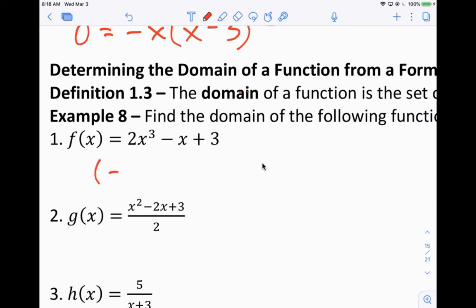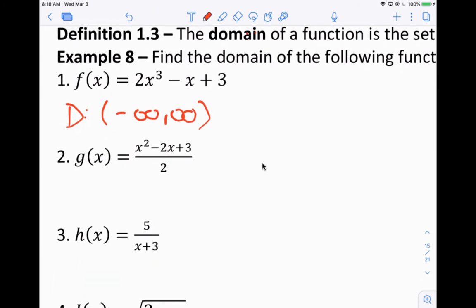So we are looking at no issues with this domain. So my domain is negative infinity to positive infinity. Looking down here, almost the same function. Almost. We got a lot of similar pieces here, right?